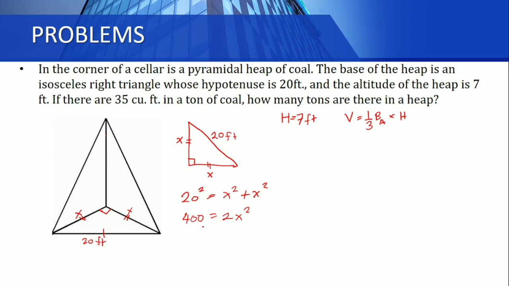So divide natin both sides by 2. So x squared will be equal to 400 divided by 2, so that will be 200. So square root natin both sides. So yung magiging x natin is equal to square root of 200, 10 square root of 2.